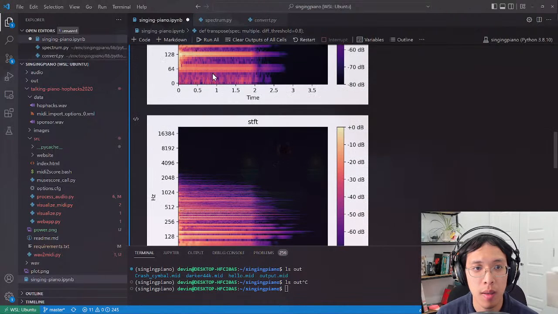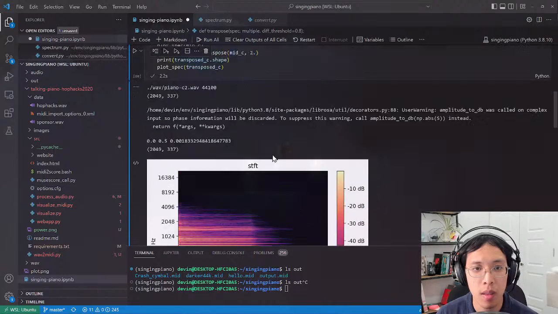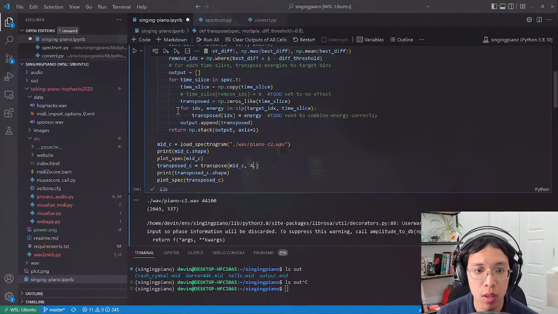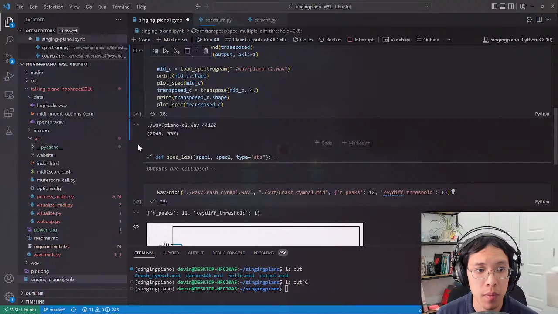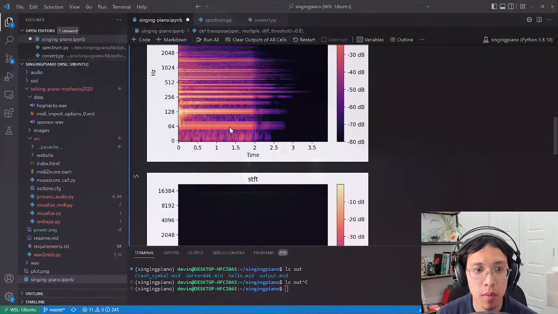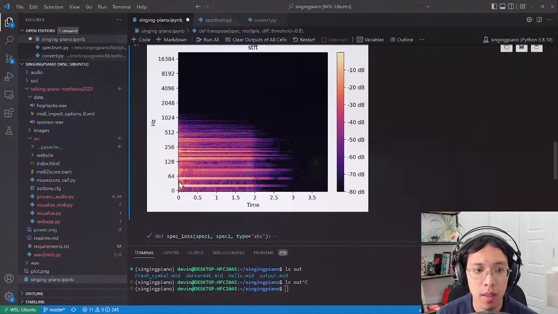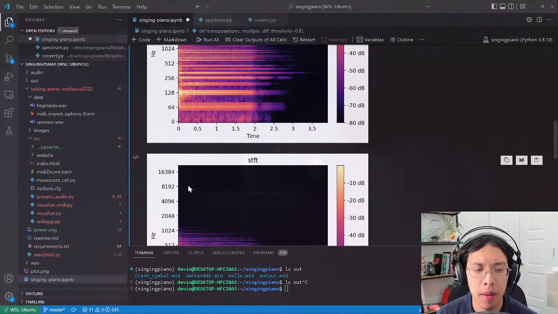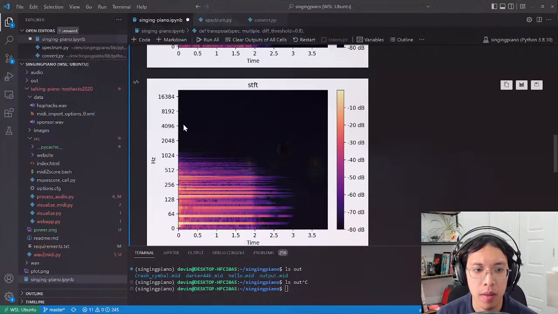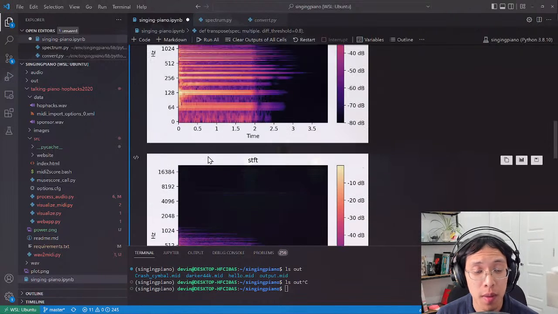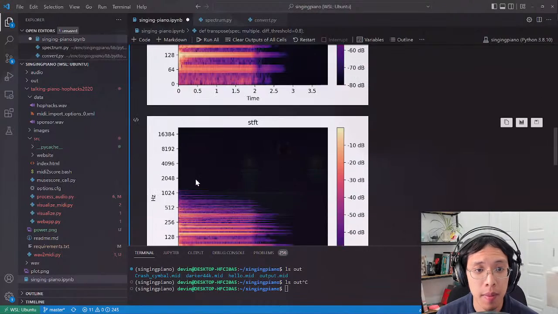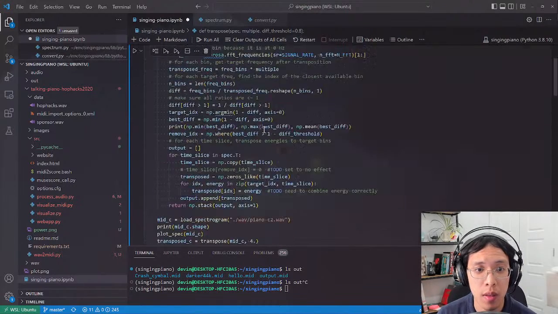Let's see. Let's go a little crazier. Let's transpose it down 2 octaves. Okay, so basically this part should go down to 16. Yeah, and it does, right? This is about 32, this is 16. Yeah. Okay, nice. Okay, so I think it works. Because I'm not seeing a whole lot of stuff down there.